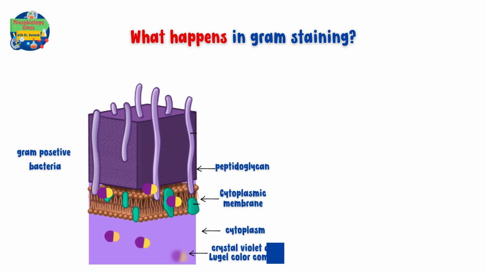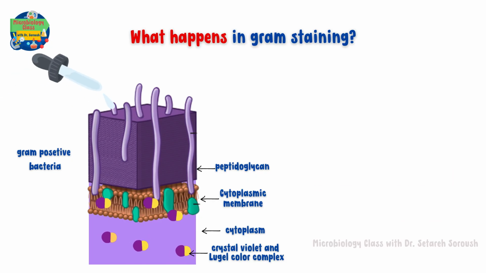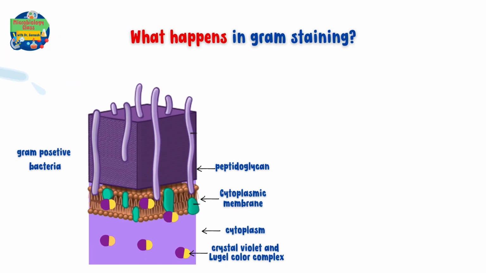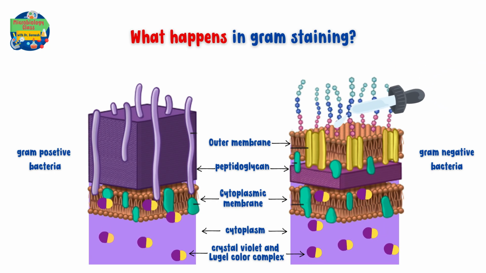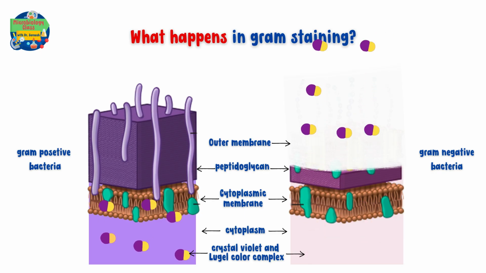What happens in gram staining? Gram-positive bacteria possess a thick peptidoglycan layer in their cell wall, which enables them to retain the crystal violet iodine complex and resist decolorization during the acid-alcohol step, thereby remaining purple. In contrast, gram-negative bacteria have a thin peptidoglycan layer and an outer lipid membrane. During the acid-alcohol destaining step, their outer membrane is disrupted, allowing the original dye to be removed. Therefore, they require counterstaining to appear.